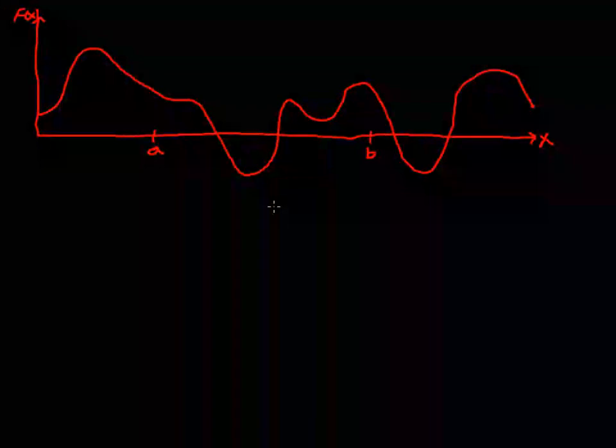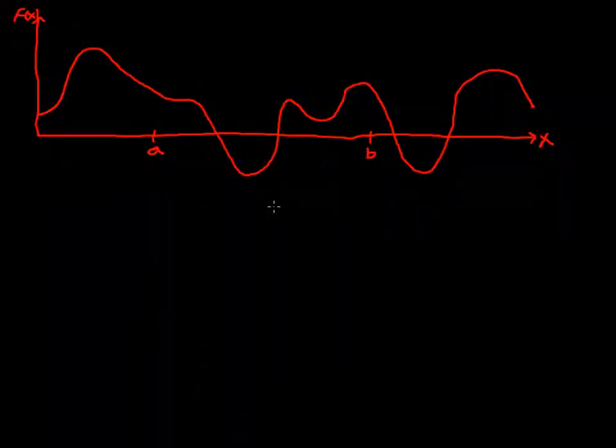Hey guys, this is my video on the integral, which is another operator in calculus. So the calculus operators are the derivative and the integral. I have this function f of x here, an arbitrary function, and I want to find the area under this curve between x equals a and x equals b. I can approximate this area by using a Riemann sum.